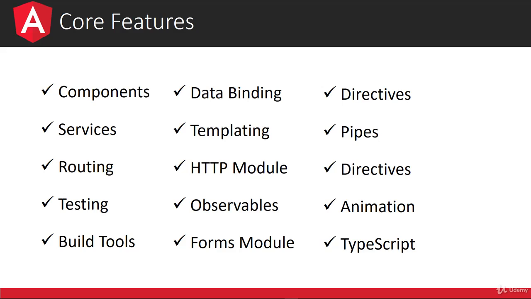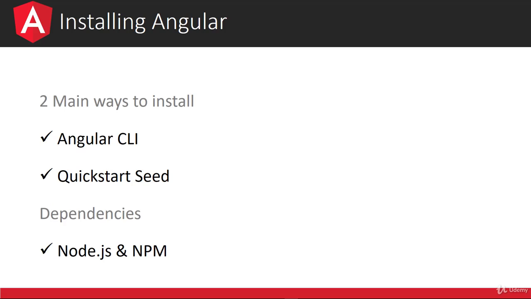Okay, and these are some of the things that you'll find in the core framework. So we have components, services, there's a complete router, there's unit testing tools, build tools, data binding from the model to the template and vice versa, dynamic templates, an HTTP module to make requests to a backend server, observables and data streams, a forms module with validation, directives and custom HTML tags, pipes and filters, as well as code generators and even some animation. So all of these things are included when you install Angular 4.